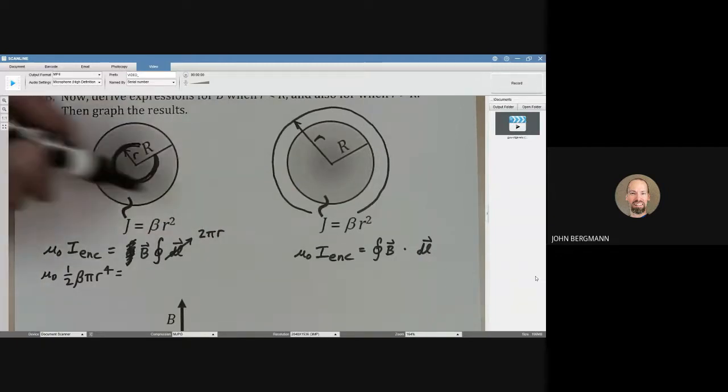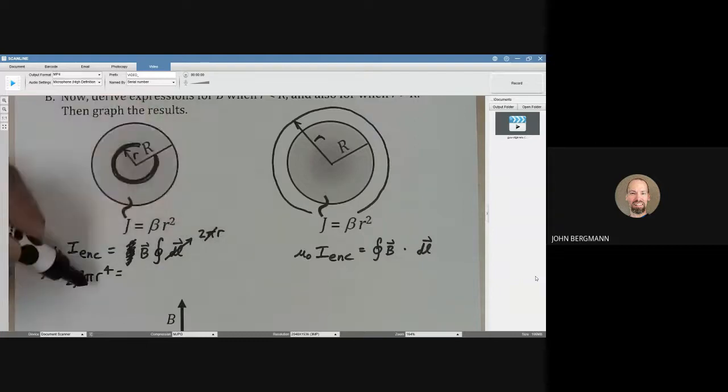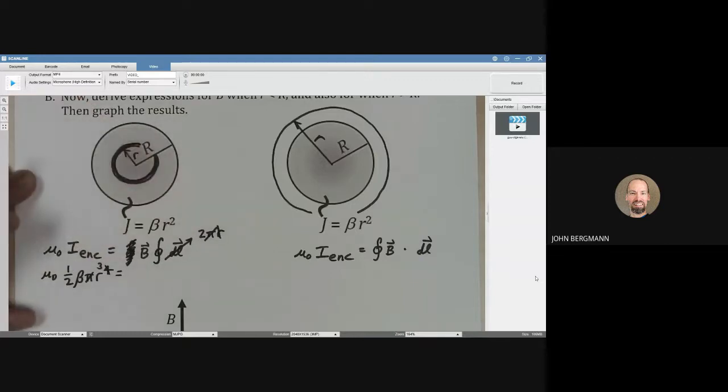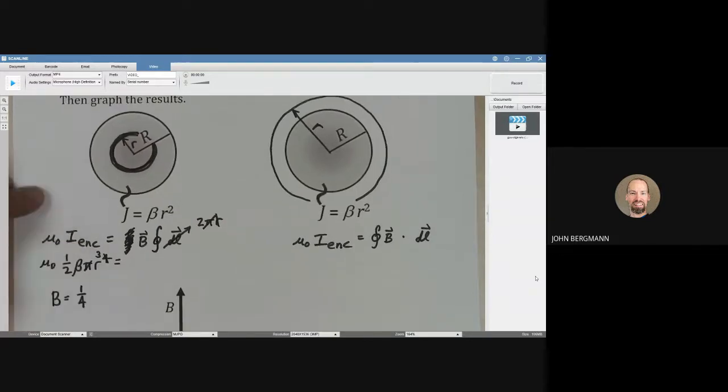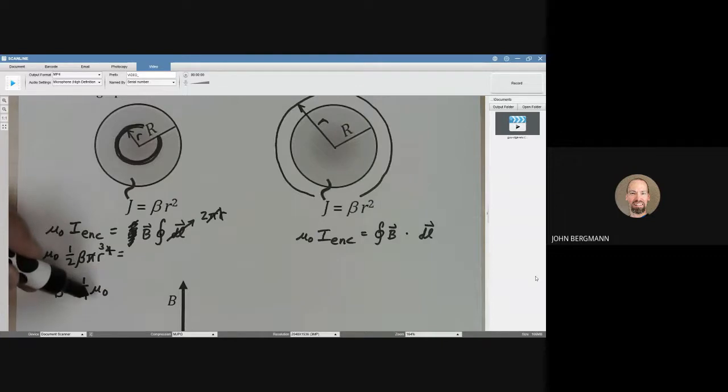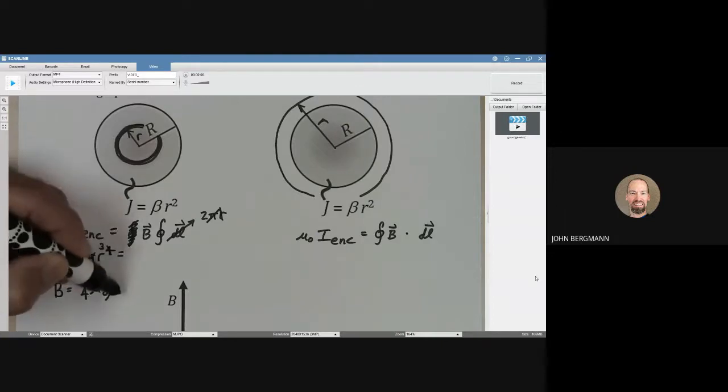Some things cancel here. We got the pi canceling. I got one of the r's canceling. We're going to put the 2 underneath. So I think what we're going to end up with here is, sorry, not beta, the magnetic field magnitude, 1/4 mu naught times beta times r cubed.